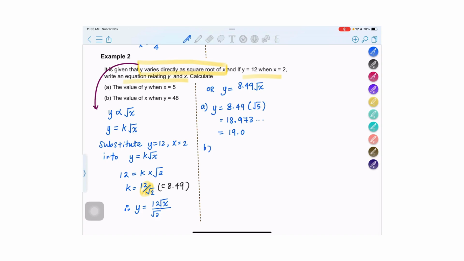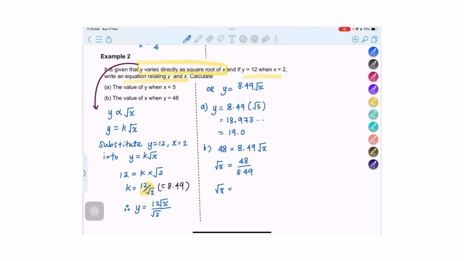Okay, let's look at part B. In part B, they want you to find the value of x when your y is 48. So we replace y as 48 equals 8.49 square root x. From here, to find square root x, I will put square root x equals 48 divided by 8.49.